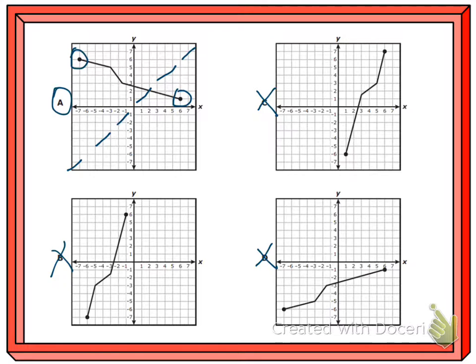And remember, what inverse also does is reflects across the line y equals x. So anything that used to be in quadrant 4 is going to end up in quadrant 2, which is what we see happening.